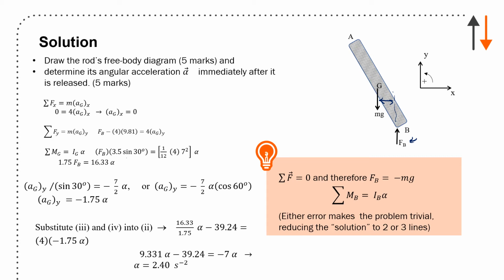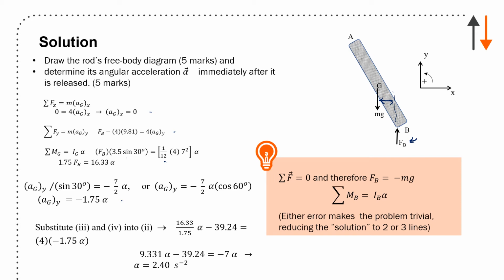Substitute all of these equations in. 1, 2, 3, and 4. And if you do, you end up with alpha equals 2.4 rad per second squared.